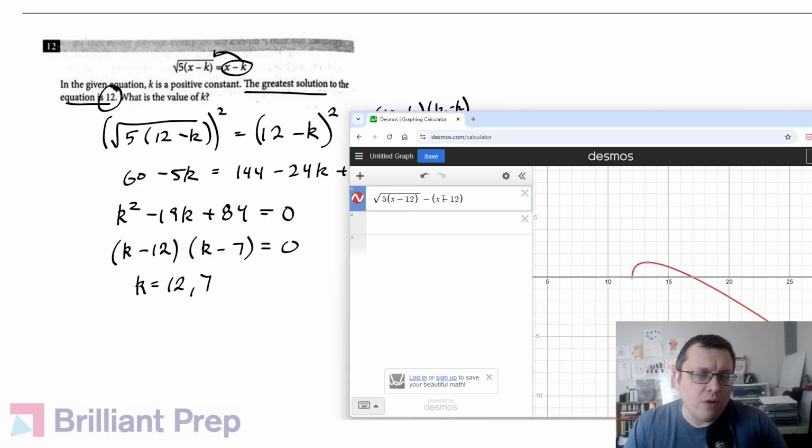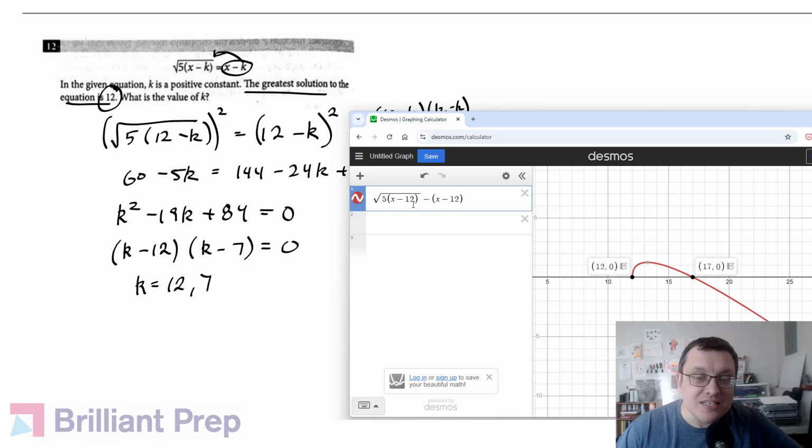And then we want to know, again, where the solutions are, where this equals 0. Okay, so we get this graph, and we see two solutions. And this is the problem with this answer. This is why k will not be 12, because there is this constraint. The greatest solution is 12.